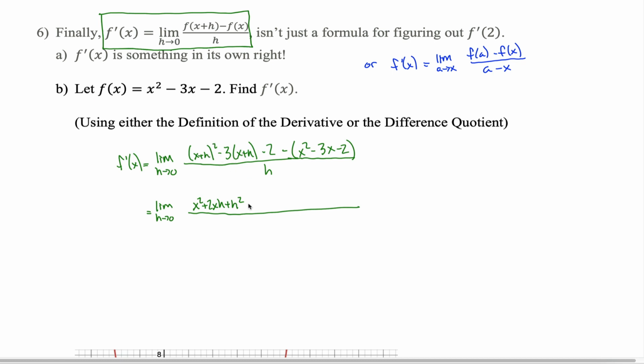Negative 3 times x plus h is negative 3x minus 3h. I got this minus 2, and then I'm subtracting all this stuff, so I can get rid of the parentheses by taking the negative and distributing it through. You get negative x squared plus 3x plus 2. Wow, what a mess that is. Don't worry, it's going to clean up really nicely in the next step.